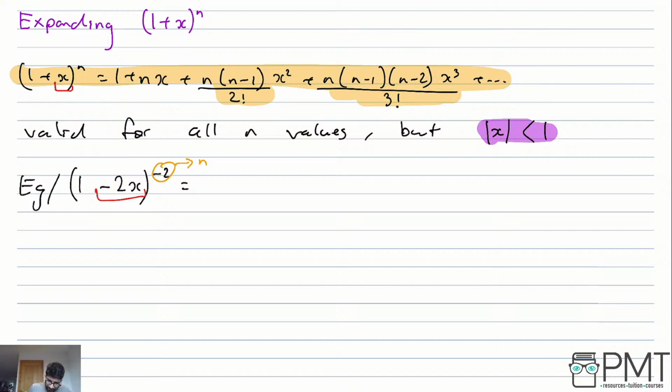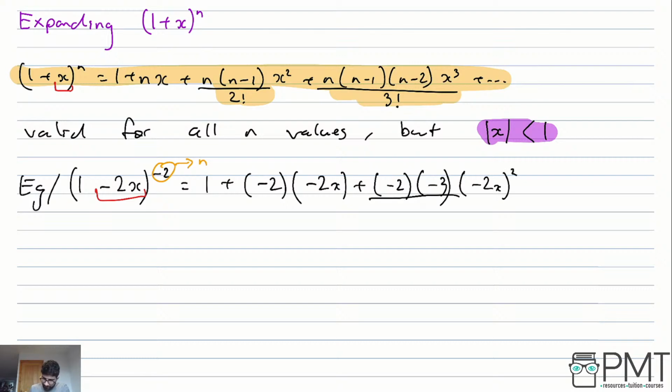So let's see. We start with 1, and then you're going to say nx. Well, your n is minus 2, and what's x in the formula is minus 2x. And then you will continue with n minus 1, so that's minus 2 minus 3. x is minus 2x squared, and then we divide by 2 factorial. And let's do one more term. You have got n, which is minus 2, minus 3, minus 4, and minus 2x cubed over 3 factorial.